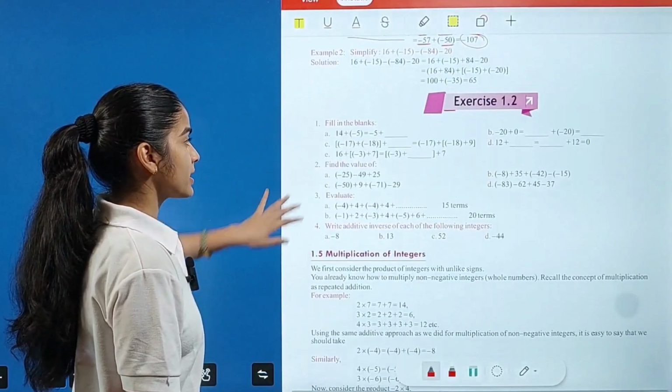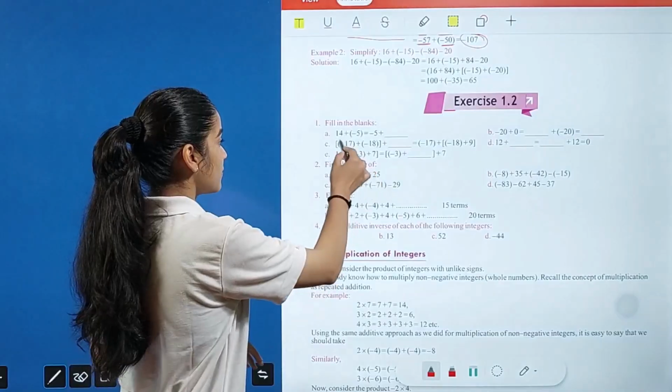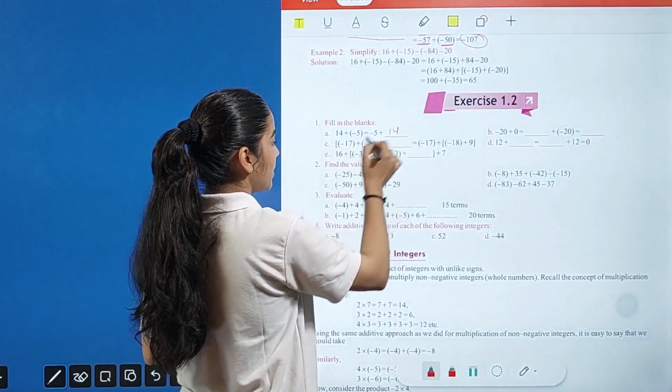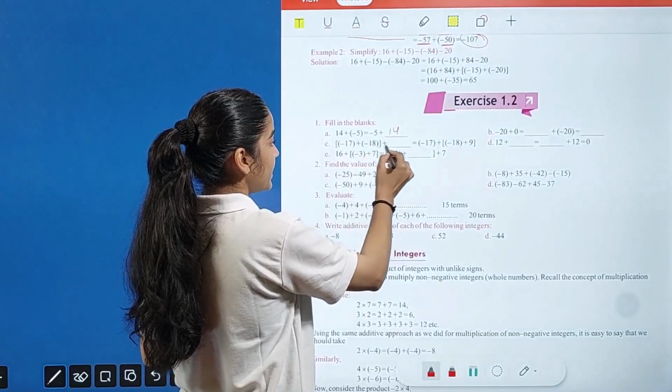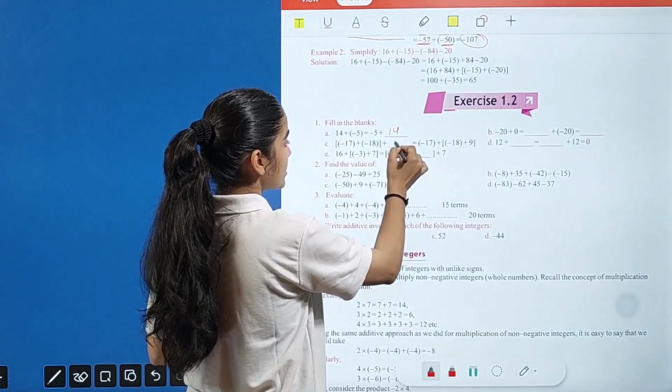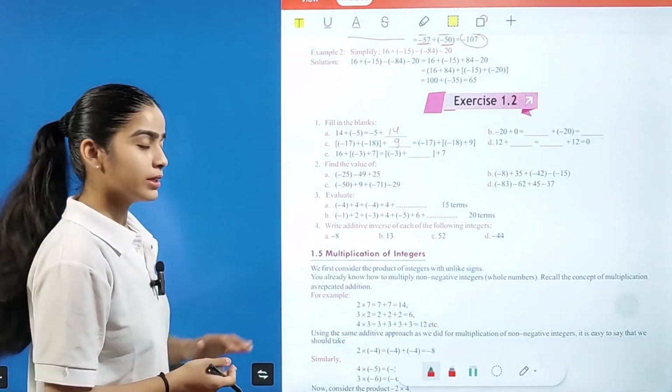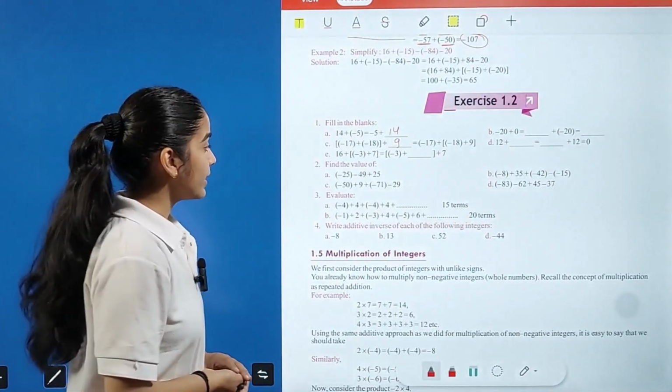Now we have our exercise 1.2, fill in the blanks. 14 minus 5 is equal to minus 5 plus 14. Minus 17 minus 18 is equal to plus 9. So in the same way, by following your properties, you have to fill in these blanks.